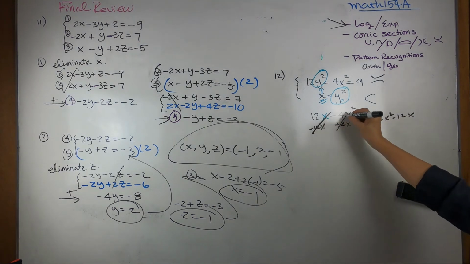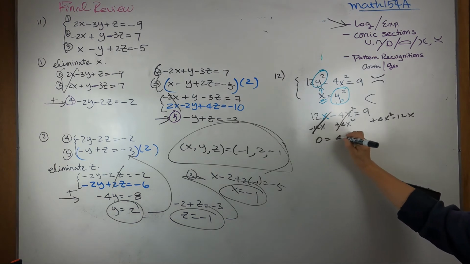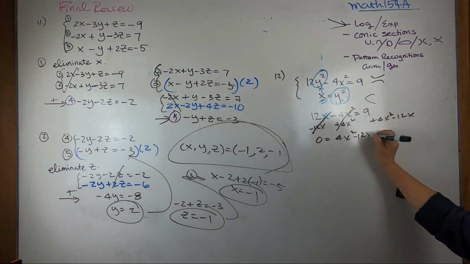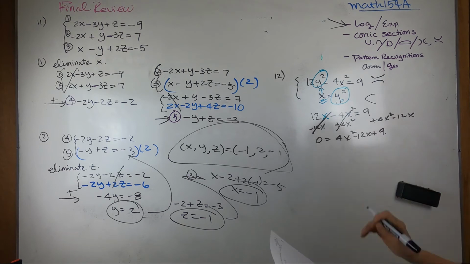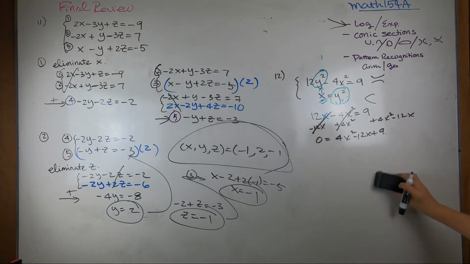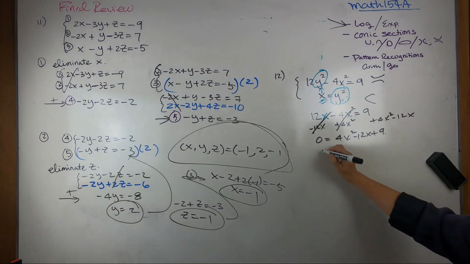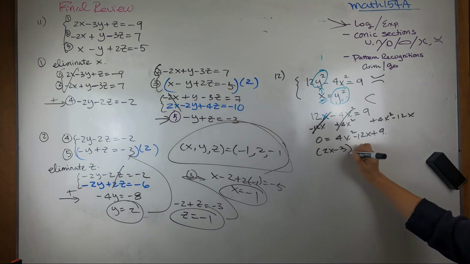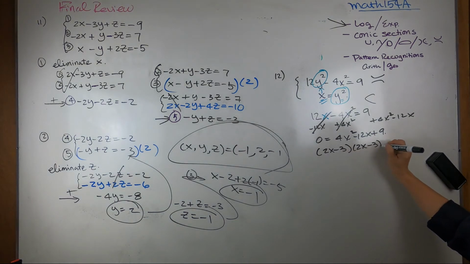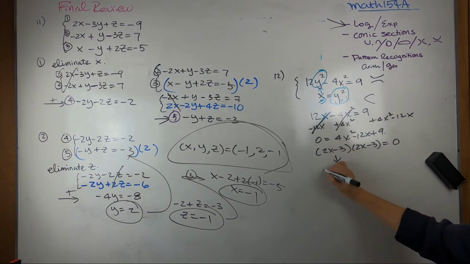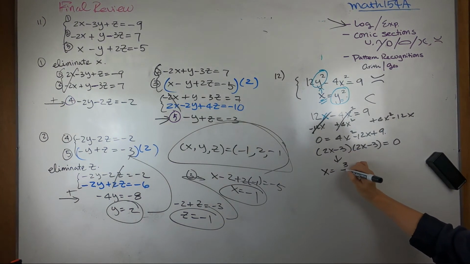Right? So what do I have? 0 equals 4x squared minus 12x plus 9. Then you can factor or you use the quadratic formula. So what do we have? We have 2x minus 3, 2x minus 3, multiply together, right? Equals 0. So what's your x? X is what? 3/2.